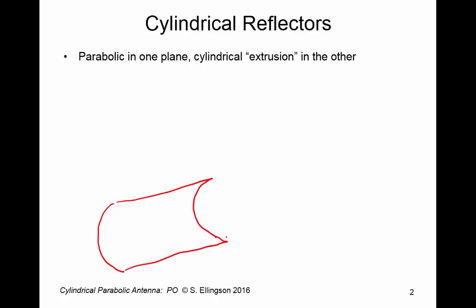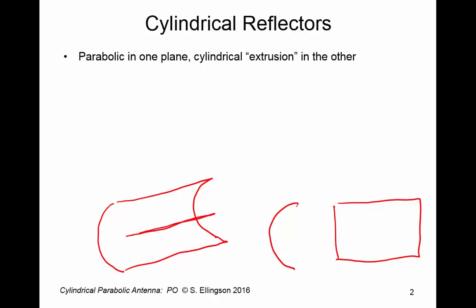So it looks like this. If you look at it from the side, it's a parabola. If you look at it from the front, it's a planar aperture. Such a thing is normally fed with a line feed. And the line feed is at the focus of the parabolic reflector, here and here and here.